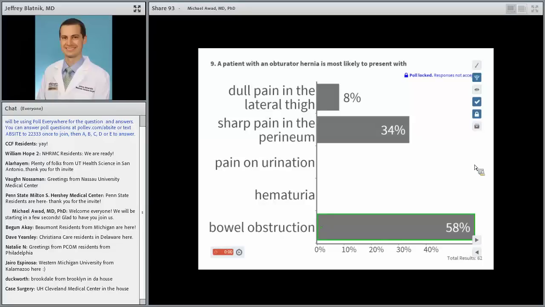So correct, bowel obstruction is the right answer. These are a very rare form of hernia, accounting for less than 0.1% of all hernias, which is what makes the diagnosis often difficult to make. The patient often presents with complaints of a bowel obstruction. Mortality from this has been very high because oftentimes the diagnosis is missed, and these patients tend to be of poor health. Sharp pain in the perineum isn't often seen, and dull pain is actually more likely in the medial thigh rather than the lateral thigh.